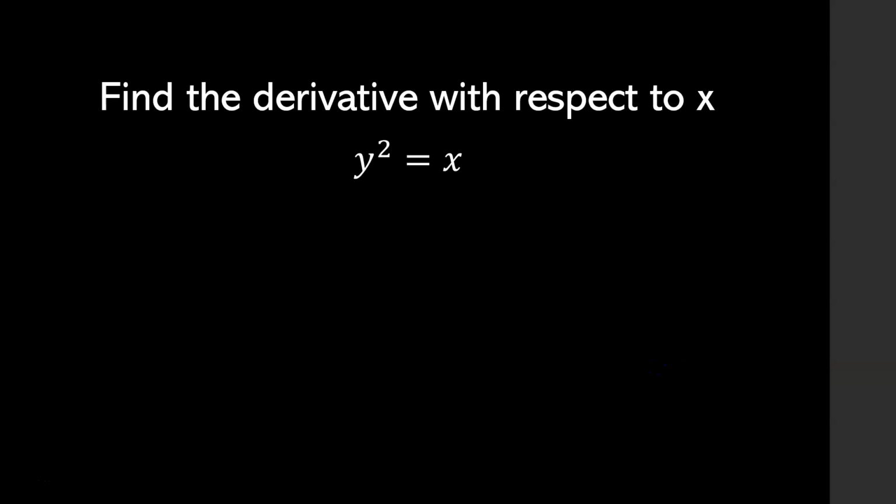Okay, what shape is y squared equals x? That's a parabola with its vertex at 0, 0 and opening to the right. And this is another great time to use implicit differentiation. We can all solve for y. That's very easy.